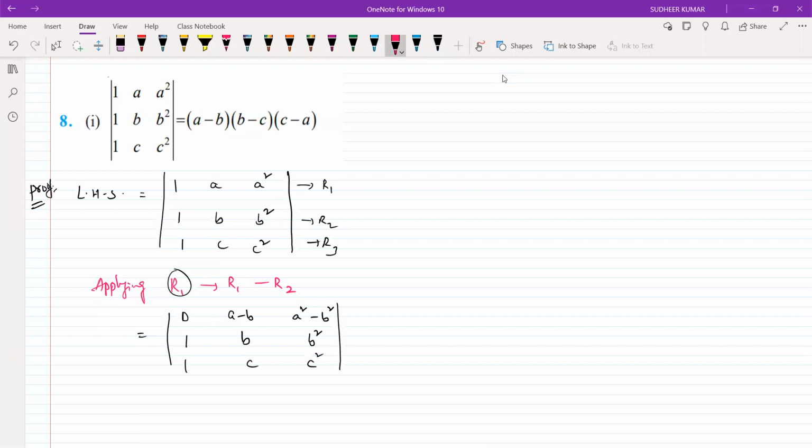Next, so 1, 0 we got it. Till we get the utmost number of zeros in any one column or row, we'll use the operations. So 1, 0 we got it. Can we get another 0 or not? R2 minus R3. That's it. We should do the same.